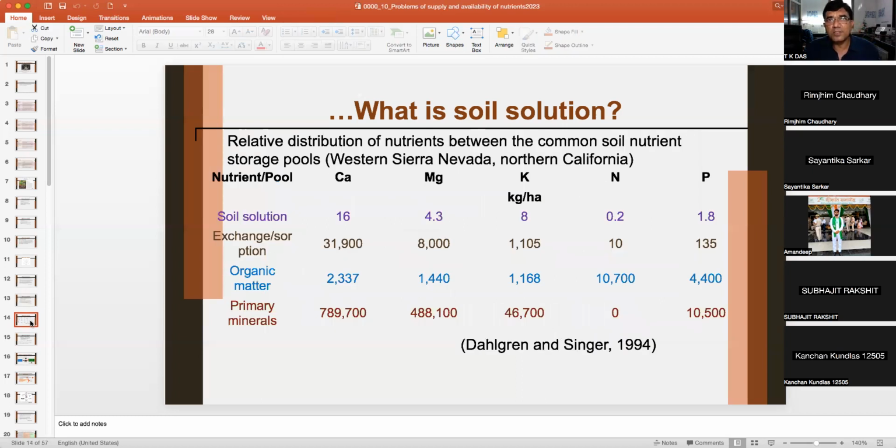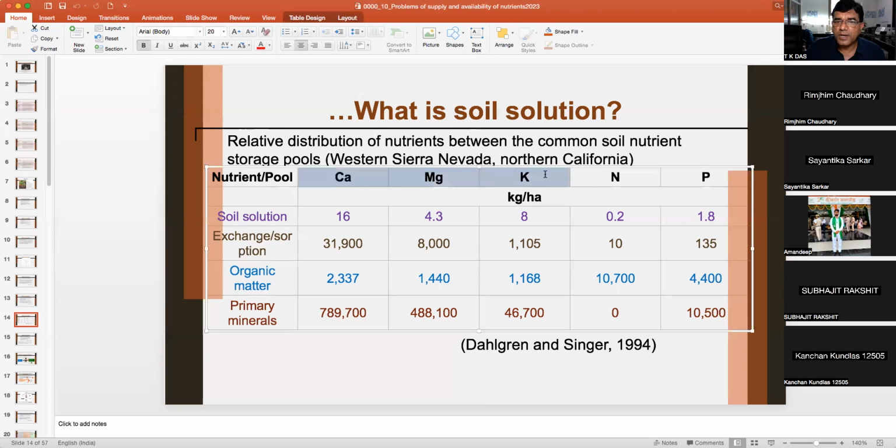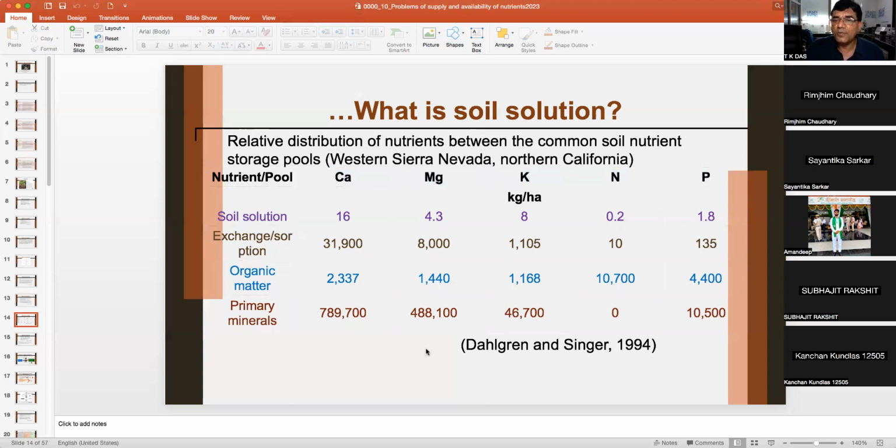Now you can see this very interesting table: the relative distribution of nutrients between the common soil nutrient storage pools, from the USA. Here you can understand many things. First, you can see the amount of nutrient in the soil solution, how much quantity of nutrient is there. You can see calcium, magnesium, potassium, nitrogen, and phosphorus. See the first row; the first row is for soil solution.